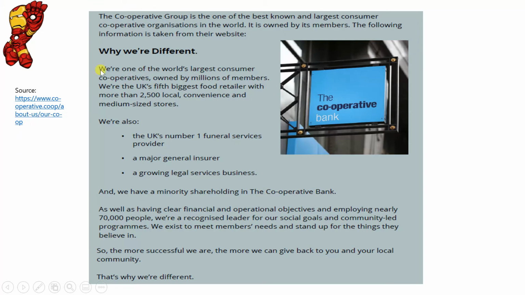Here's a case study about the Cooperative Bank. The Cooperative Group is one of the best known and largest consumer cooperative organisations in the world. It is owned by its members. The following information is taken from their website.